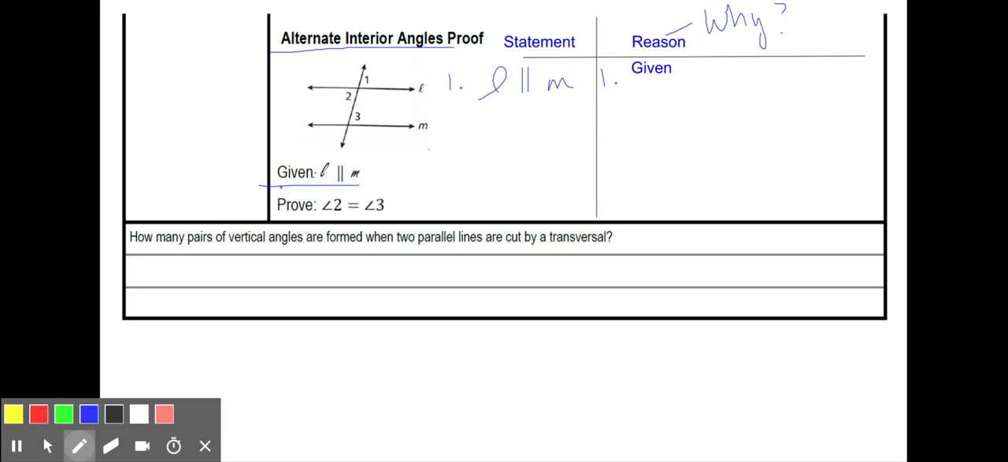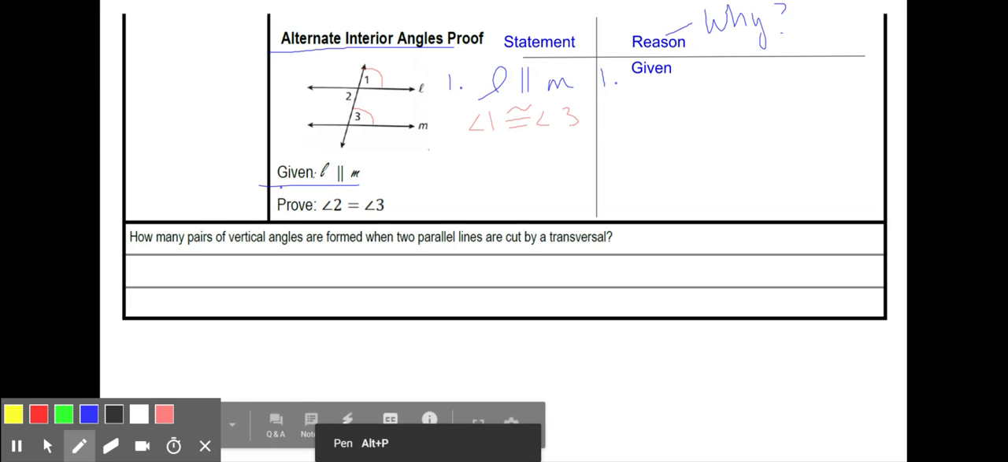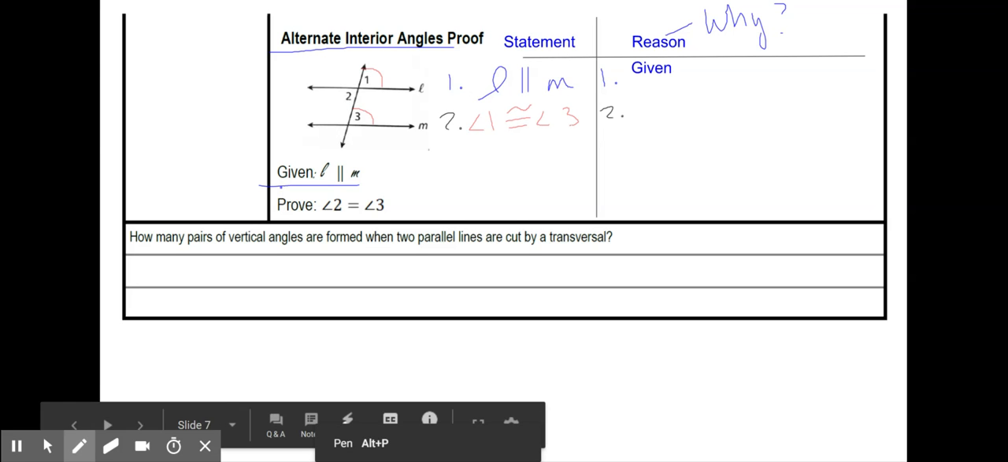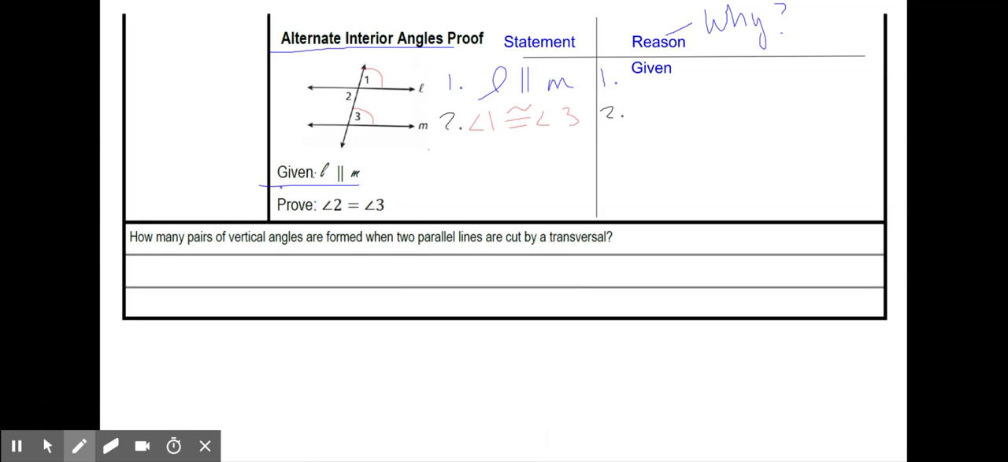All right, now we need to start noticing things. A lot of times we're just listing definitions. So let's start with what we know for sure. I spy angle 1 and angle 3. Angle 1 is congruent to angle 3. That can be my second statement. And how do I know that? Well, the corresponding angle theorem. So we start the same way. If two parallel lines are cut by a transversal, then the pairs of corresponding angles are congruent.